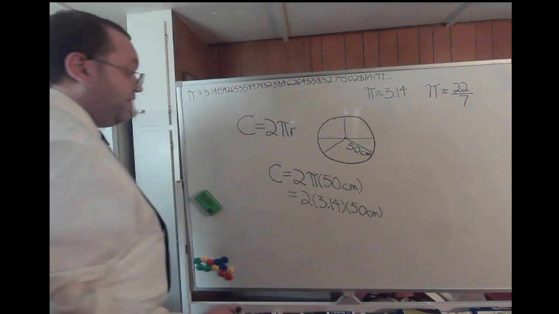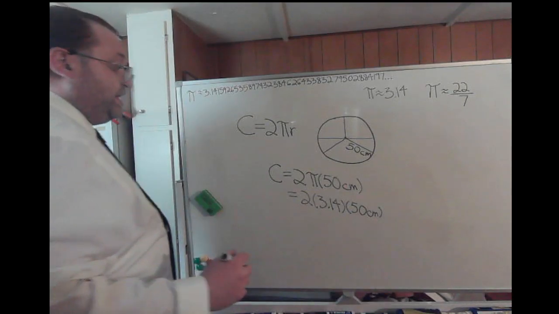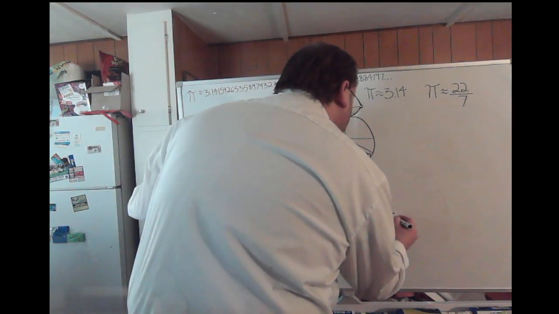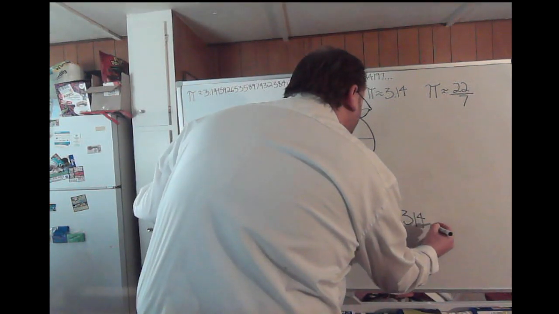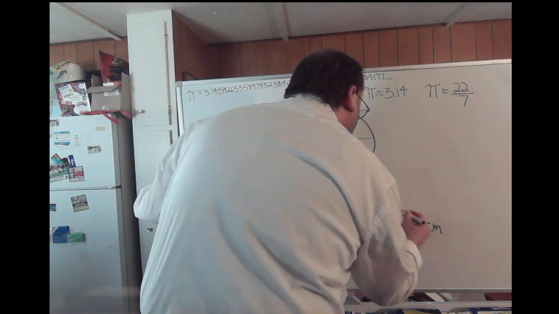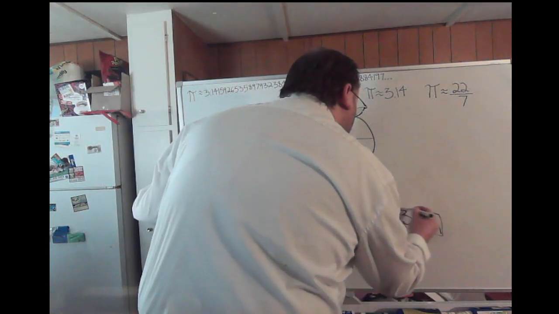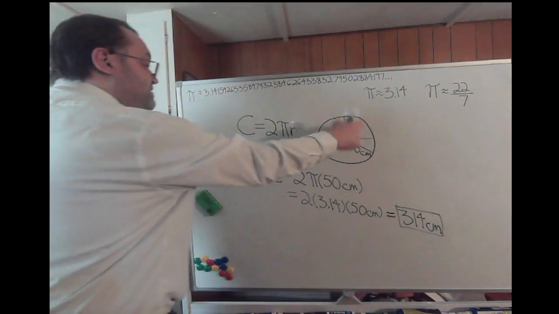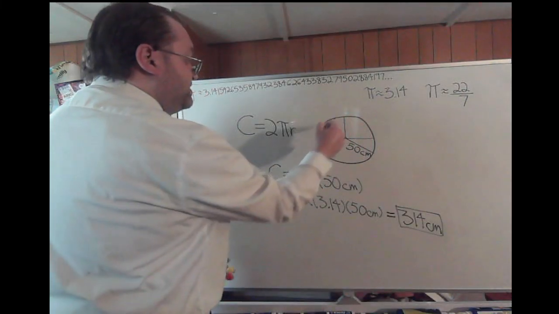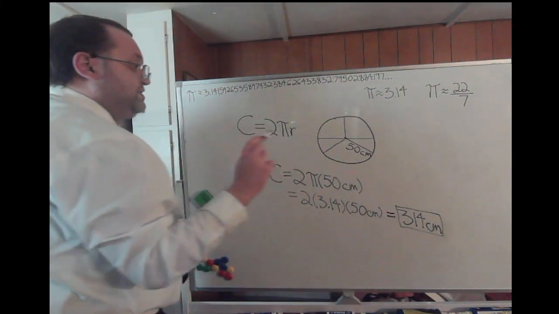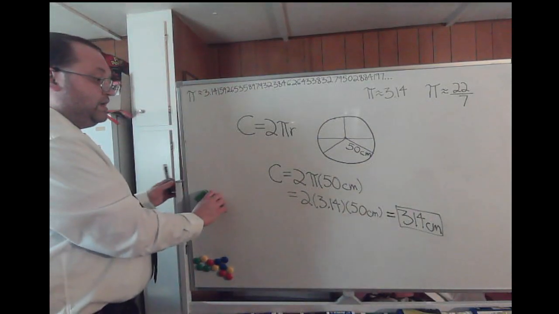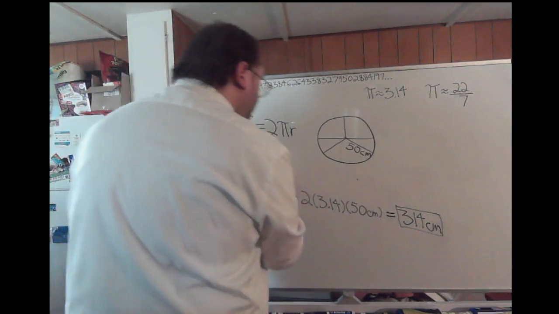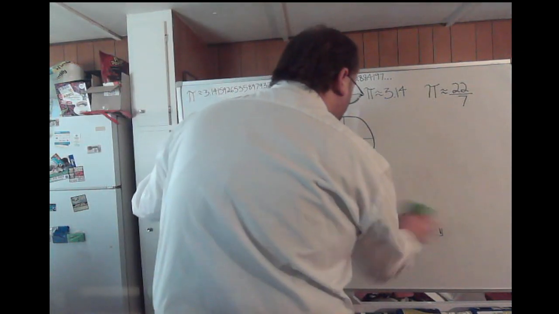Well, I can tell you right now, what you're going to get is 314 centimeters. I know for a fact you're going to get 314 centimeters for your circumference. So the circumference, the perimeter of the circle, the distance around it, is 314 centimeters. Alright. Let's do one more.